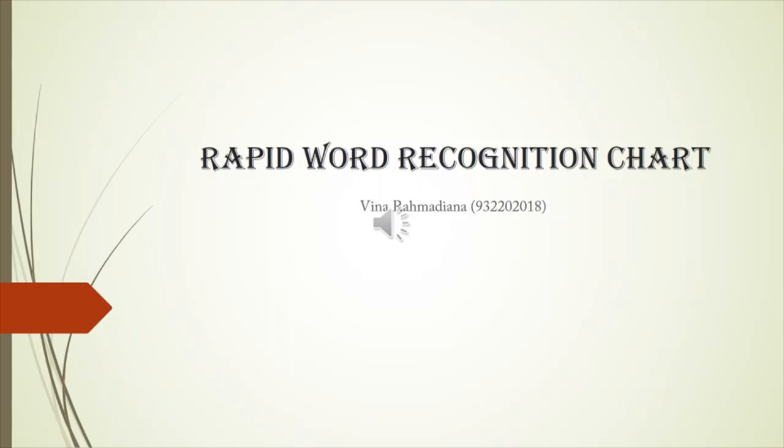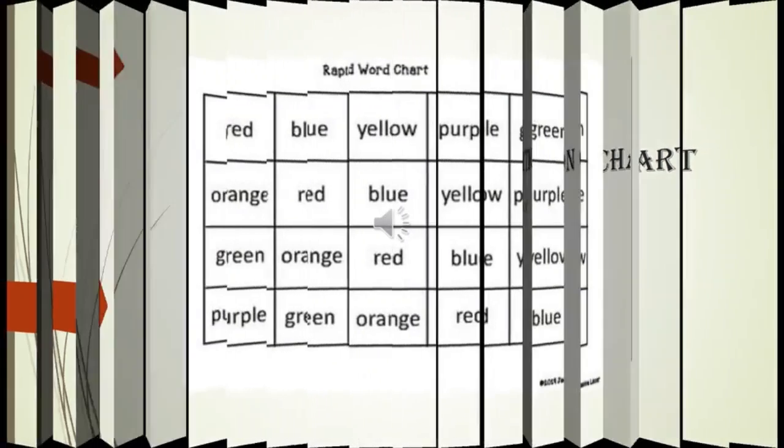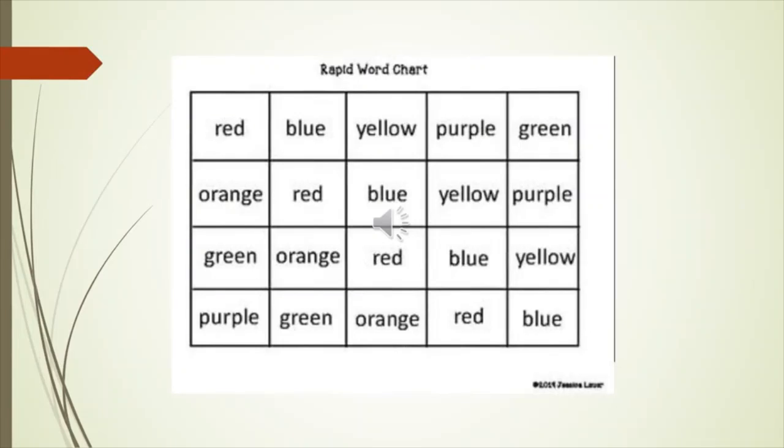In here, I would like to explain you about rapid word recognition chart. Rapid word recognition chart is a way to improve speed of recognition for words with an irregular element. Is the use of rapid words recognition chart.